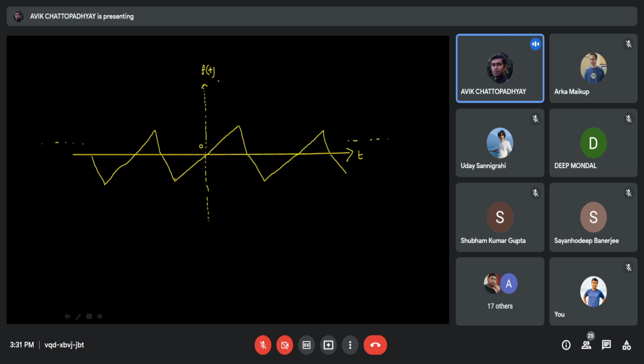Okay. It is empty. So first, replace t by minus t. That means you just flip it. So if you flip it, then just check what is going to happen. This part comes to this side, and this part to this side.